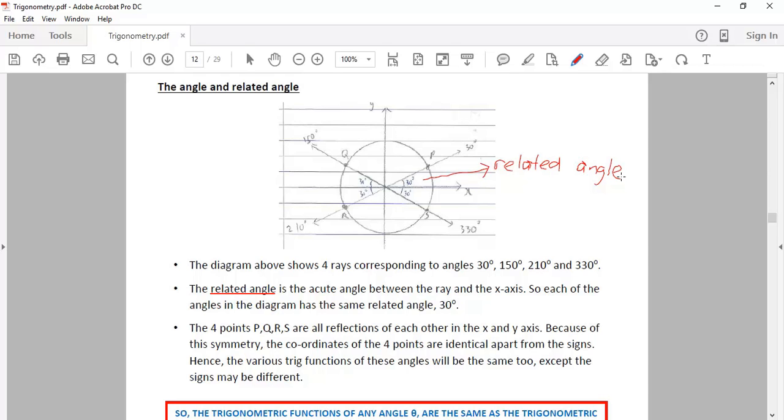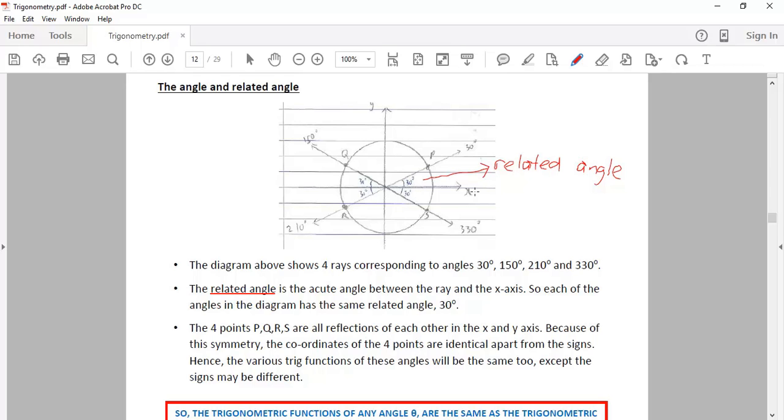So as we're shown here, it's always between the x-axis and the line. So it doesn't come from the y-axis. Since these are all the same, that's 30 there. Here, remember we wrote before it's 180 minus theta, so 180 minus 30 gives us 150. 180 plus theta gives us 210, and 360 minus theta will give us 330 in this case.